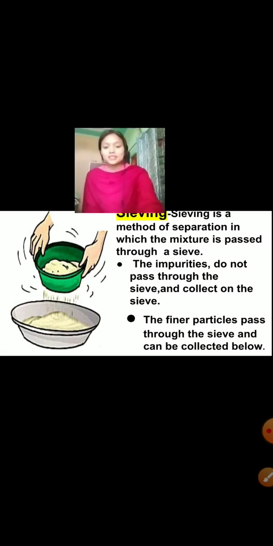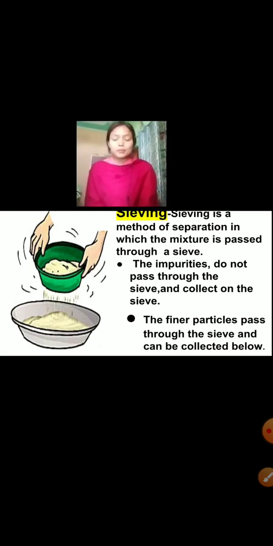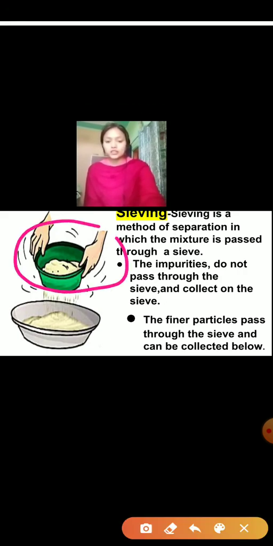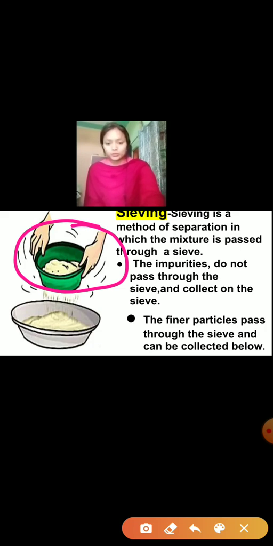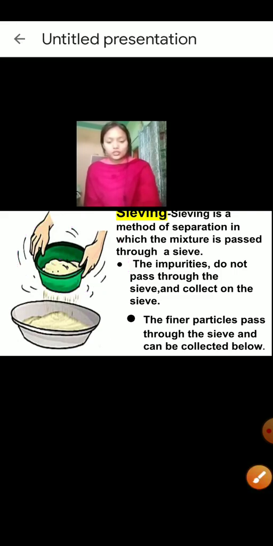Now, next method is sieving. What is sieving? Sieving is a method of separating in which the mixture is passed through a sieve. As you can see here, a sieve. So, what is there in between? A net is there, and through this net, only the pure thing can come down, and the impurities will stay here on the sieve. This method we generally use in our home. Your mother, before kneading the dough, uses this method to sieve the flour.